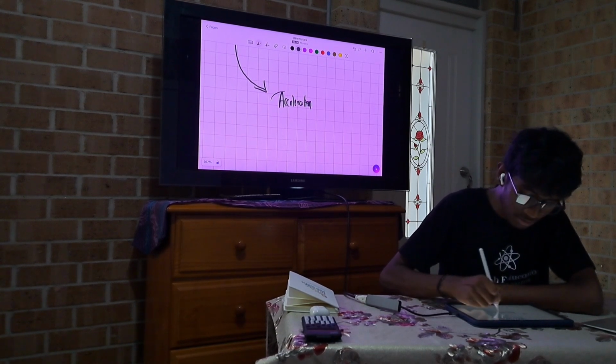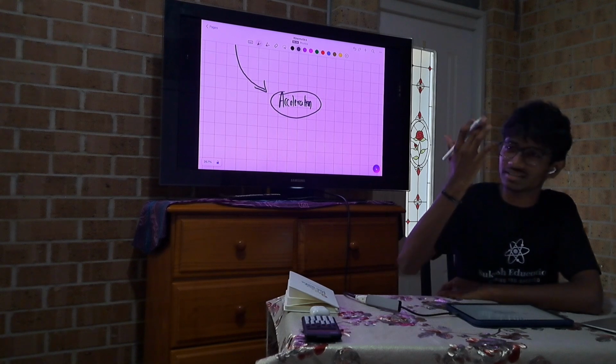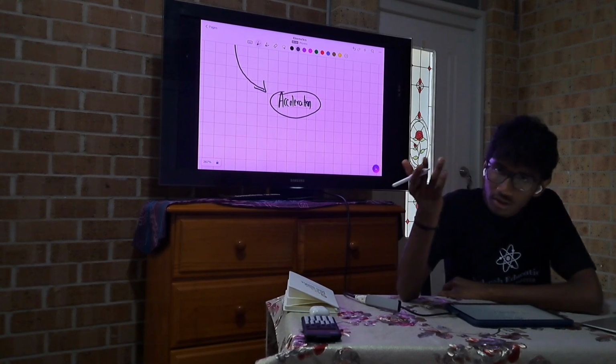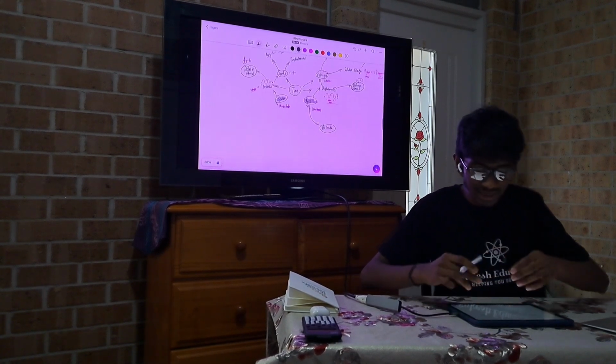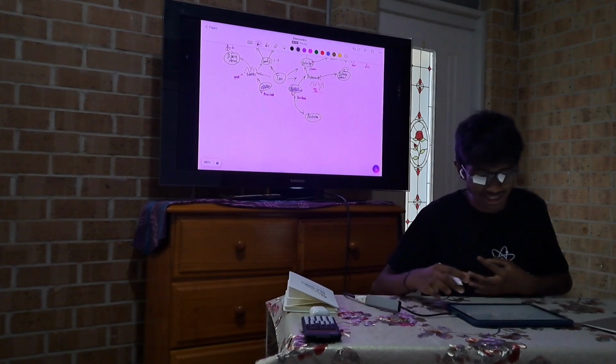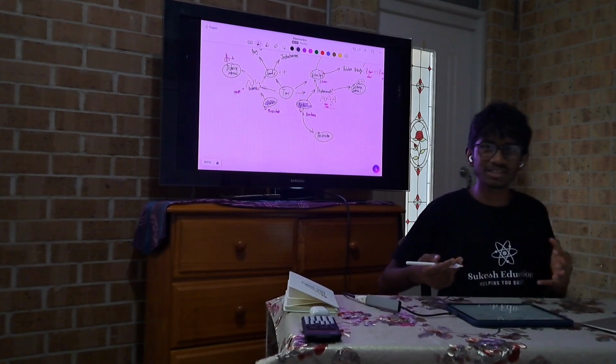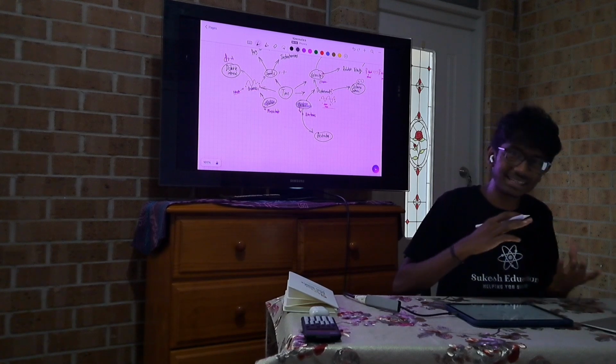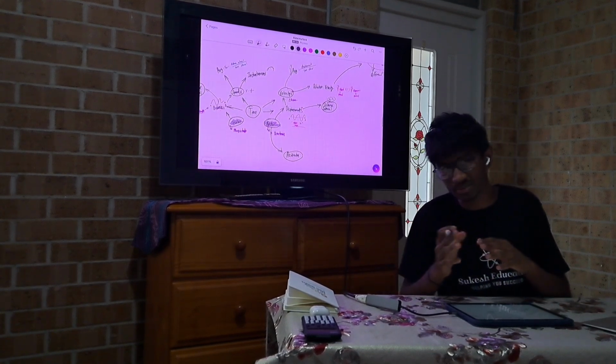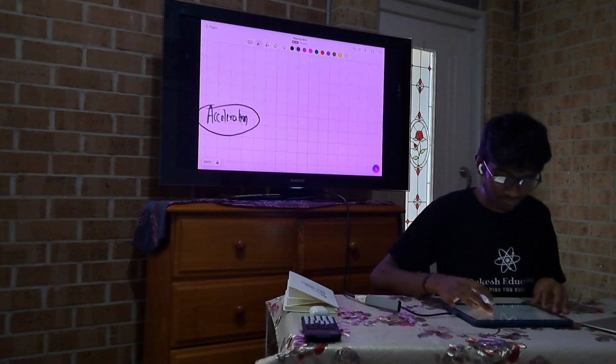A-C-C-E-L-E-R-A-T-I-O-N. So anytime you see the acceleration graphs, acceleration anything, just know it's measured in velocity. Because anything that's a vector quantity will be measured in velocity. Anything that's a scalar quantity will be measured in speed. Alrighty, speed, distance. Here, velocity, displacement. Store that in your brain.